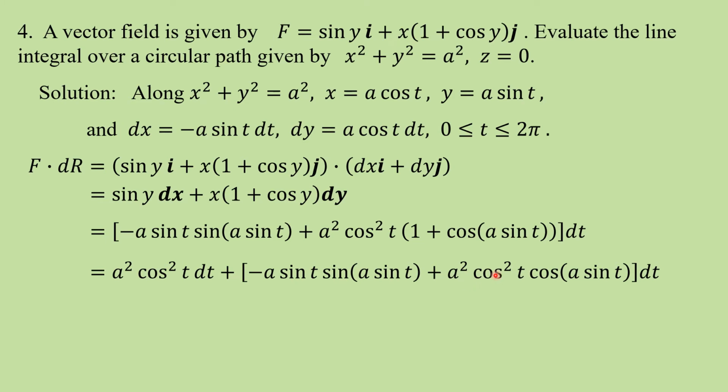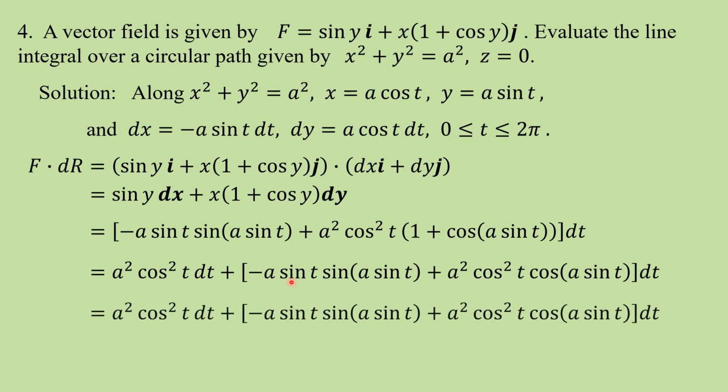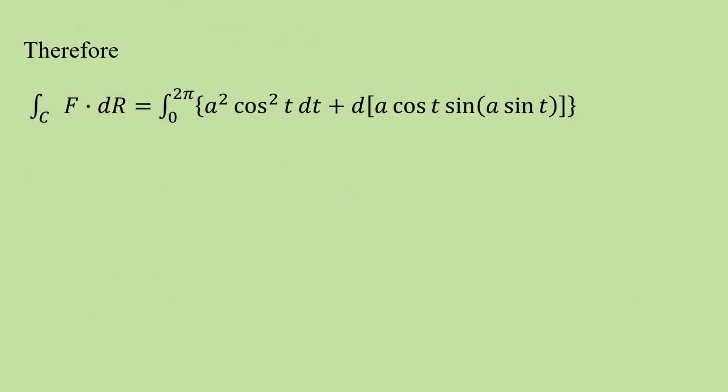So I can take one term as sine of a sine t and another term as a cos t. Its derivative lies here already, that is minus a sine t. So together I can write this as the derivative of the product of a cos t and sine of a sine t. So I have the second term also. Now integration becomes easy, because if I integrate with respect to t, integral and derivative get cancelled.